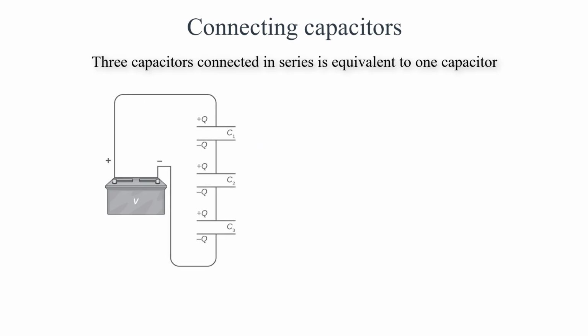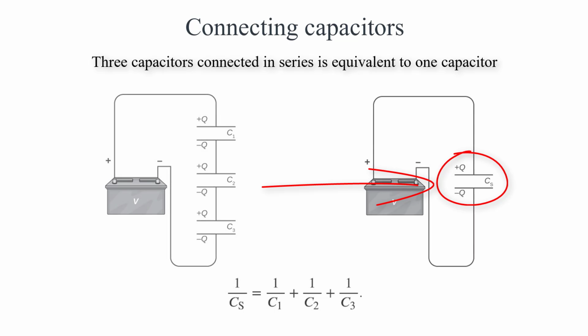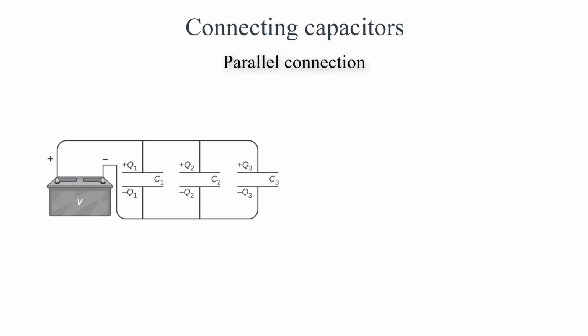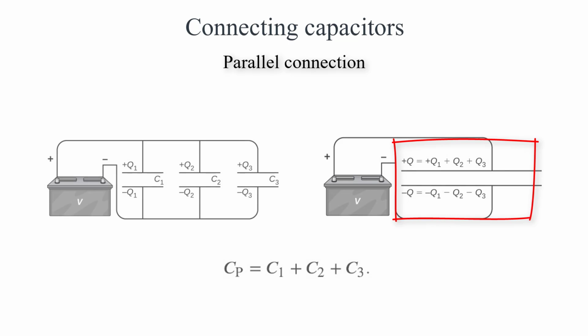For capacitors connected in a series combination, the reciprocal of the equivalent capacitance is the sum of the reciprocals of the individual capacitances. For capacitors connected in a parallel combination, the equivalent or net capacitance is the sum of all individual capacitances in the network.